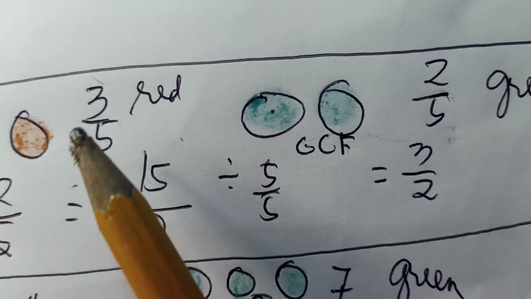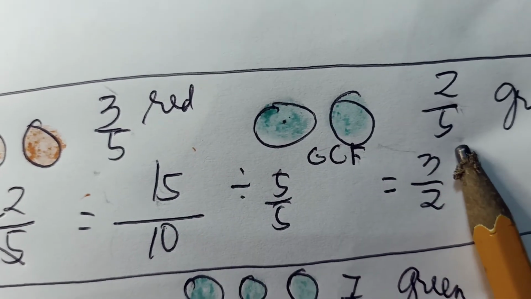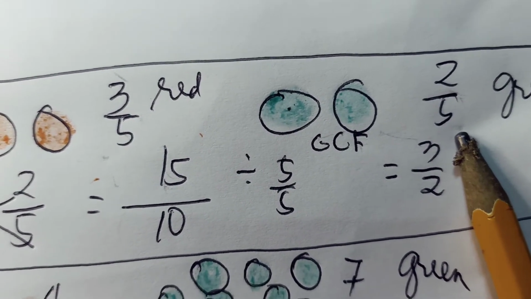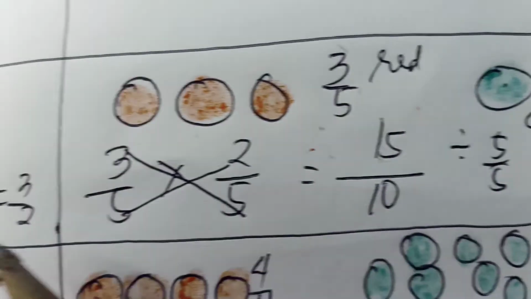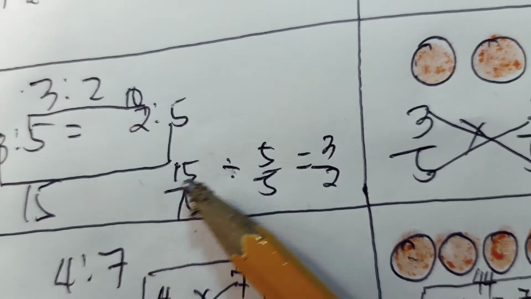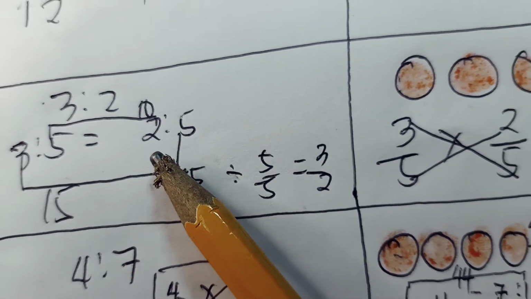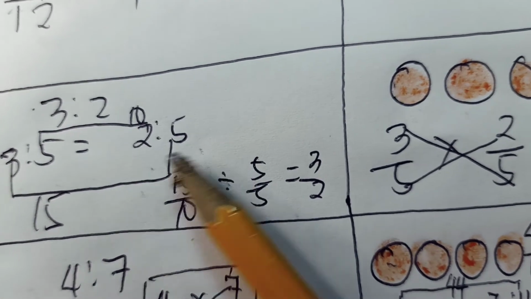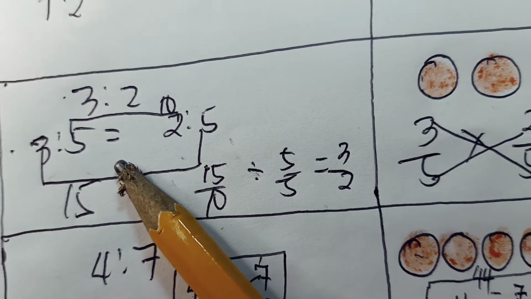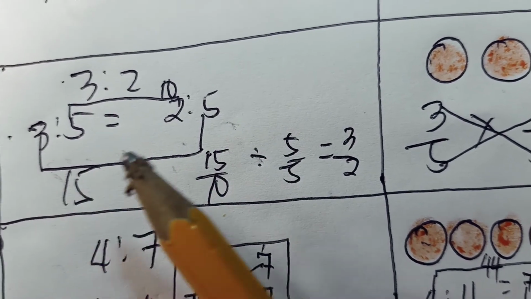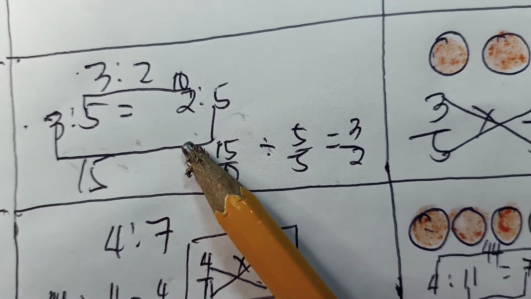3 over 5 and 2 over 5. To ratio, yes, you can change that. Here it is. 3 is to 5 and equals to 2 is to 5. Why is there an equals? Because we will check if these two fractions are proportionate or equal to each other.